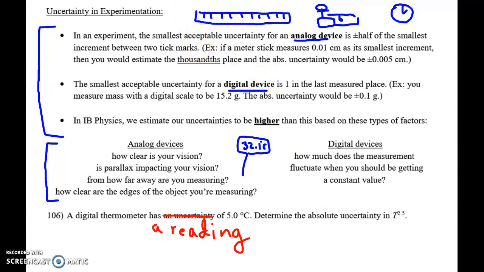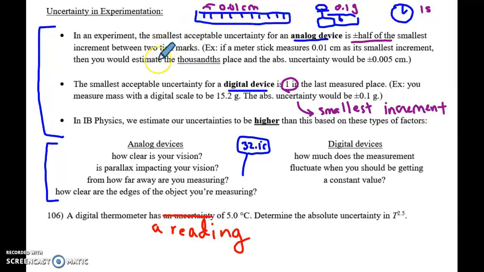When you are working with analog, that's tick marks, there is some smallest increment on the device. Maybe it's 0.01 centimeters, or maybe it's 0.1 grams, or maybe it's 1 second. The smallest interval or increment on the device, you take it and you cut it in half to get the absolute uncertainty. For digital devices, you simply take 1 in the last measured place, or in other words, the smallest increment. That's the absolute uncertainty for a digital device.